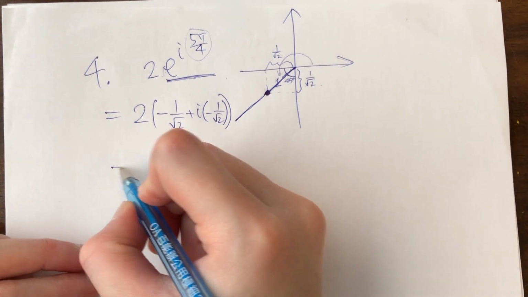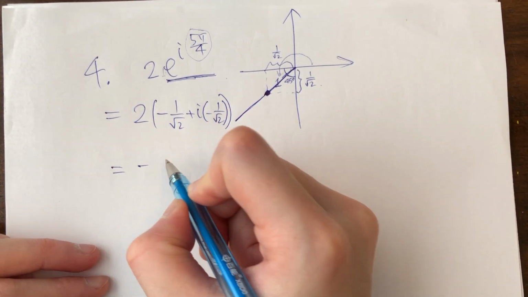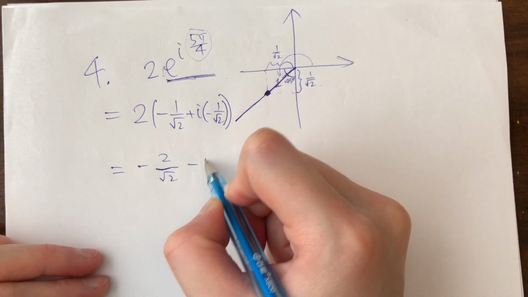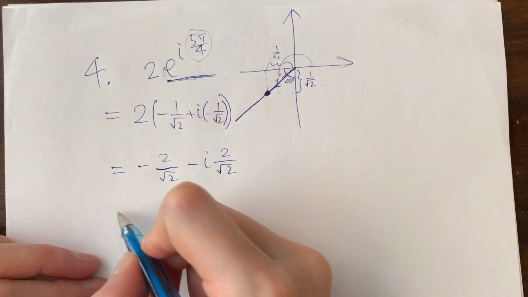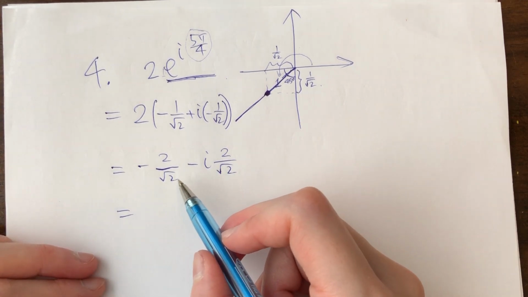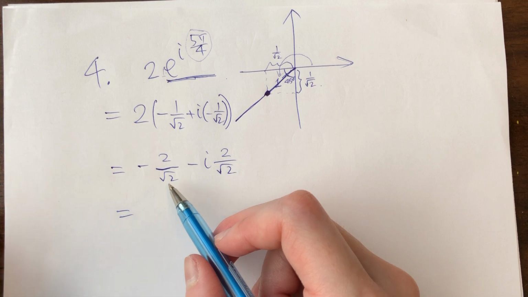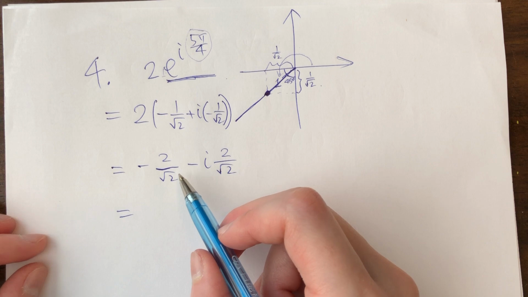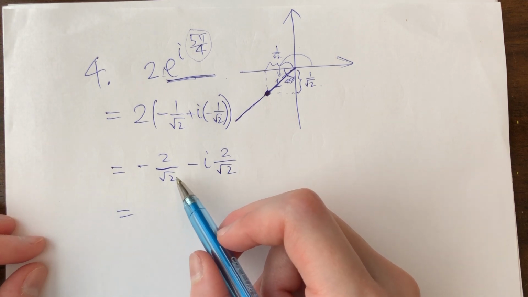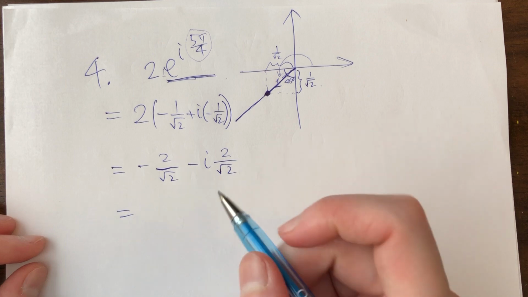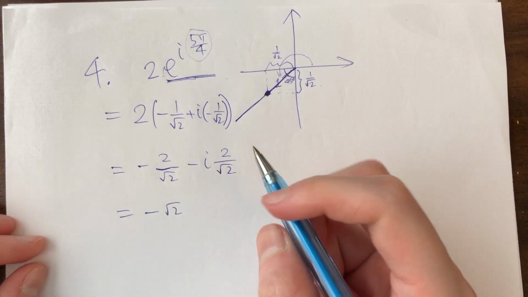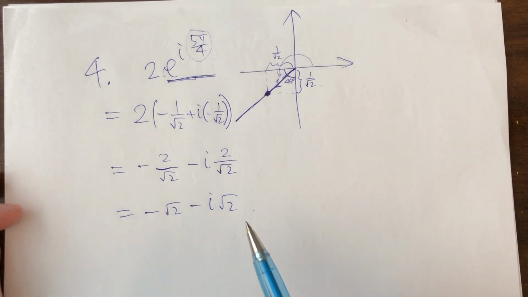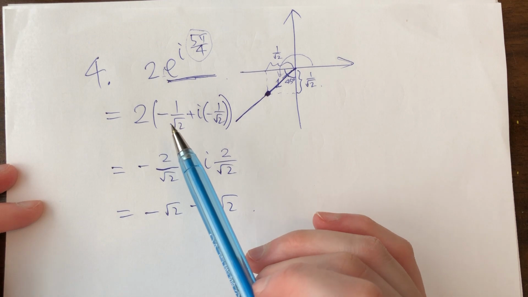And you want to clean this up a little. So negative 2 over square root of 2 minus i times 2 over square root of 2. You can clean it up a little more. If you don't want the radical in the denominator, then you can multiply by square root of 2 both on top and bottom, and then do some cancellation. At the end, you will get negative square root of 2 minus i square root of 2. So that's another way to evaluate this.